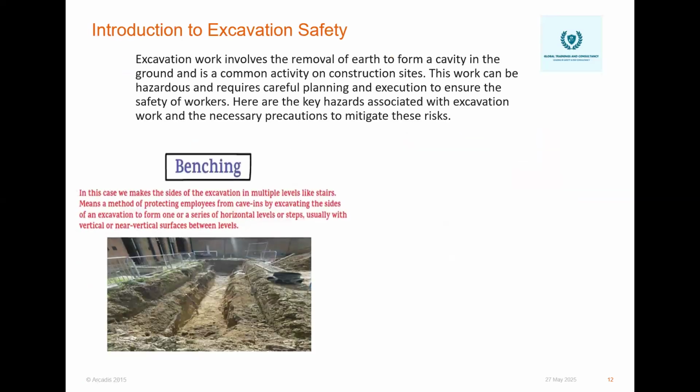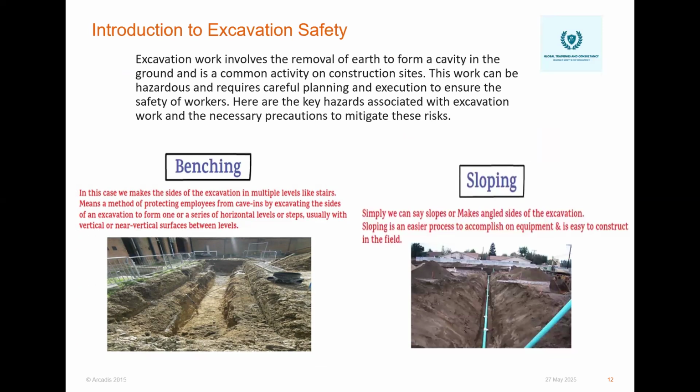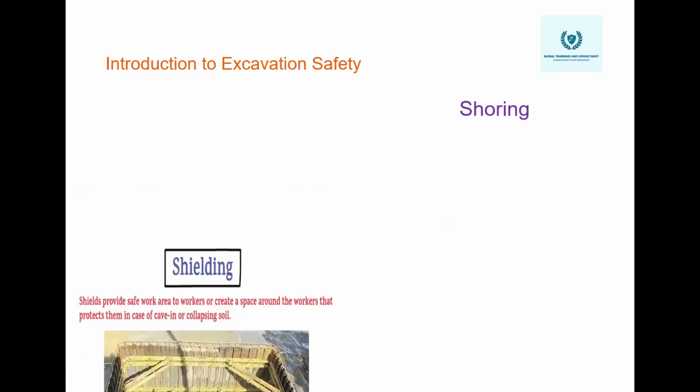So here is an example of benching. Instead of a straight cut of the excavation, they make steps. So if the corner or the top collapses, it will not hit the persons, or it will not impact the ground as usual. Sloping is when we make a slope of 45 degrees, 40 degrees, or as required, or as decided by the structural or geotech engineers.